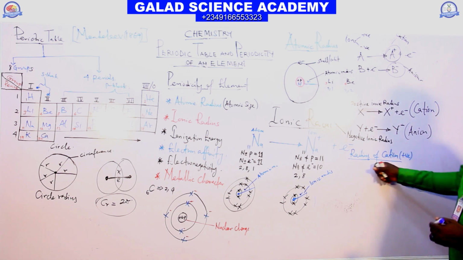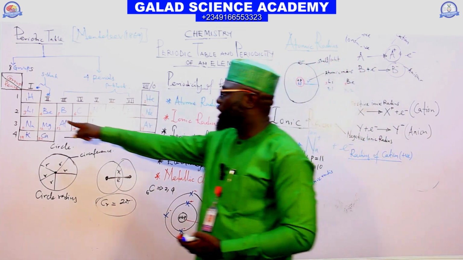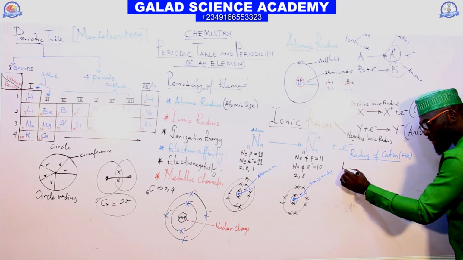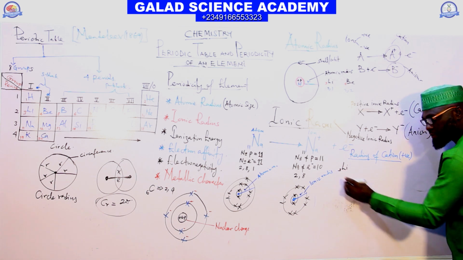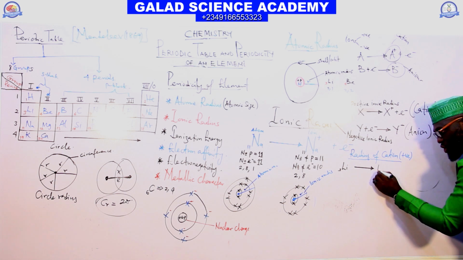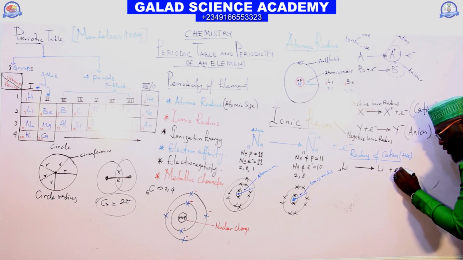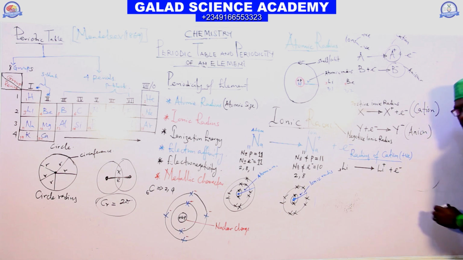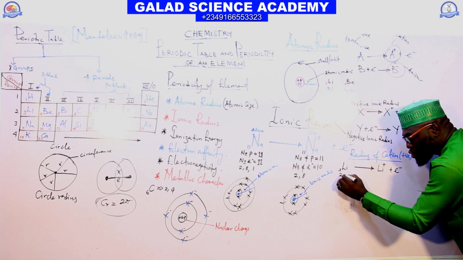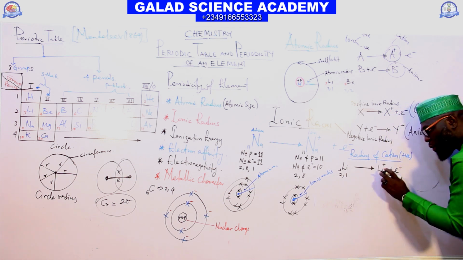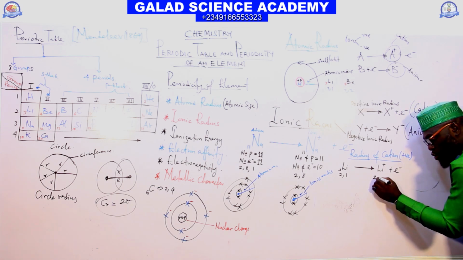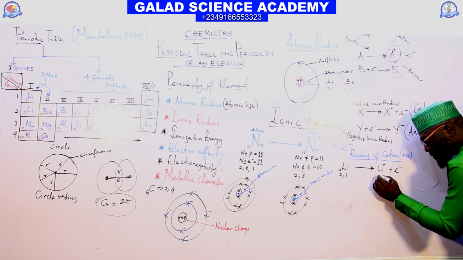So if I want to use that one, I'm going to use lithium. Look at lithium. Lithium has atomic number 3. When this lithium ionizes by losing one mole of electron, we have Li+. But what is the electronic configuration for lithium? It is 2, 1. But for this, this is the lithium atom, this one is the ion. For this ion, we have 2 only.